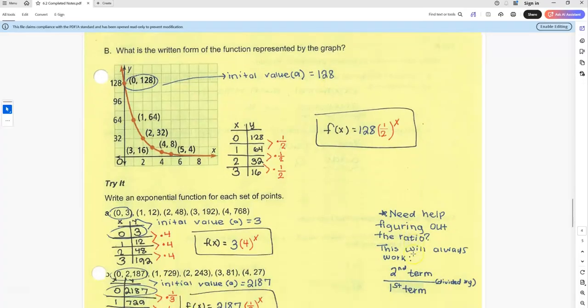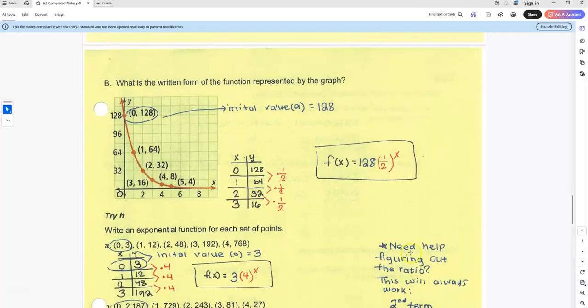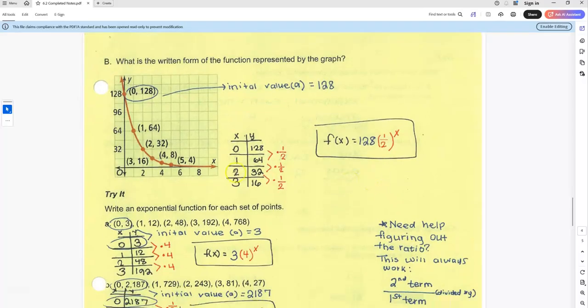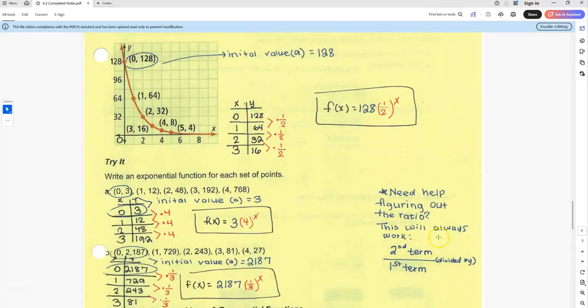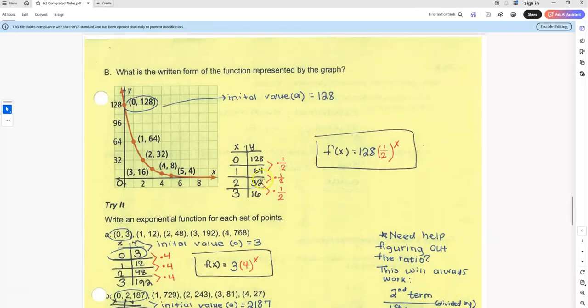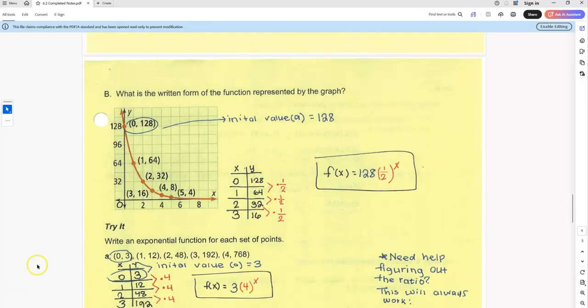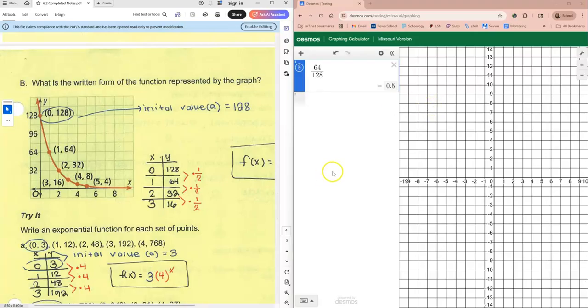So there is a trick, not really a trick, but just a method to find your ratio if you're really struggling. The second y value divided by the first y value, that will always tell you your ratio. So for an example, I'm treating Desmos just like a normal calculator here, and I'm going to give a fraction. And so you can see the second y value, 64, divided by the first one, 128, gives me that ratio of 1 over 2.